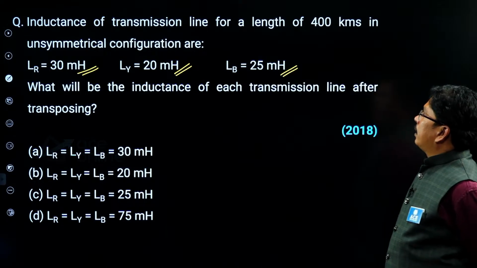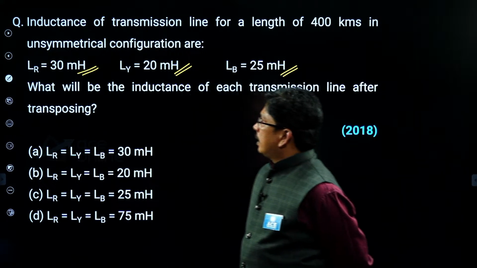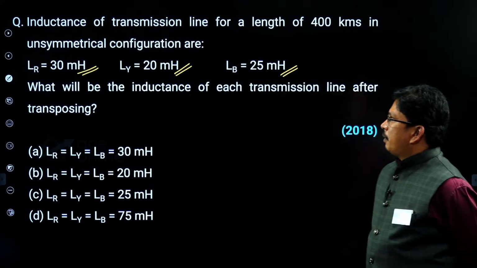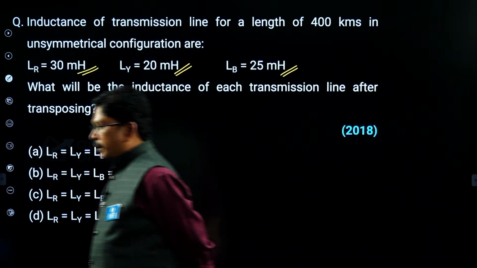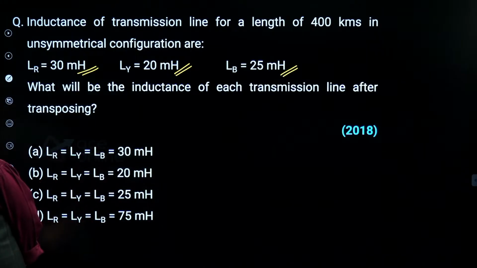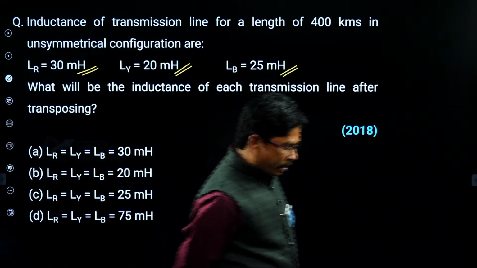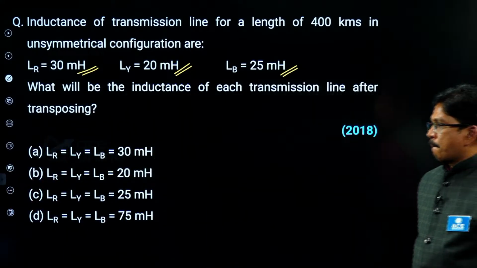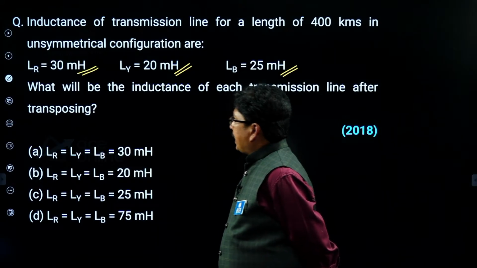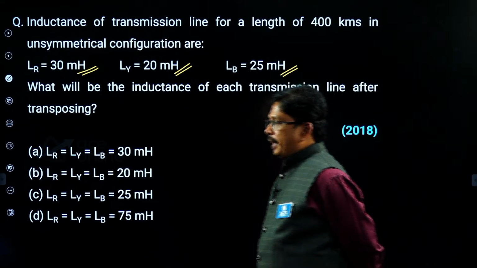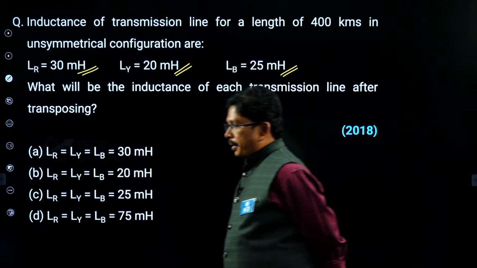The inductance of a transmission line for a length of 400 kilometers in unsymmetrical configuration is given as 30, 20, 25. What will be the inductance of the transmission line after doing transposition? Manikanta has given option B. Any other answers? It's option D, 75, Kishore. Manikanta has given option B, 20.